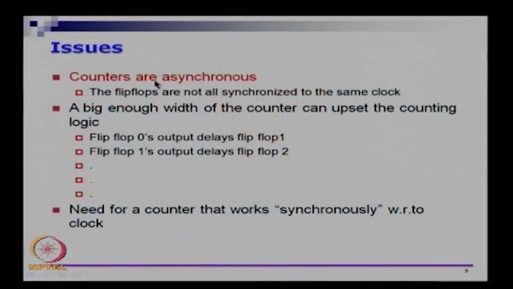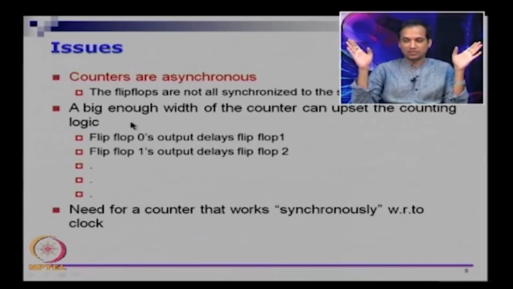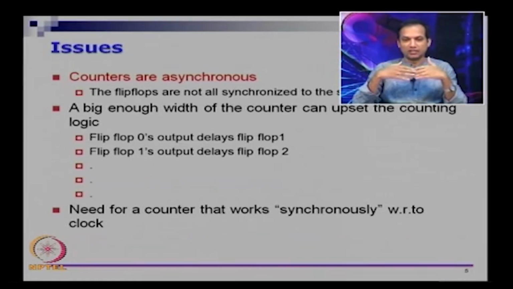So we have discussed two counters, an up counter and a down counter, but there is a small issue with both these counters. The counters are what are called asynchronous. The flip flops are not all synchronized to the same clock. So imagine I have a big enough width of a counter. So I have a 100 bit counter, which means it can count from 0 to 2 power 100 minus 1. Let us say something like that.